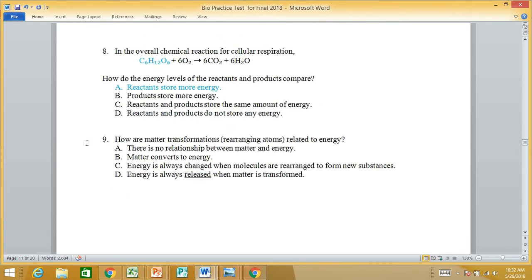Okay. How are matter transformations related to energy? There is no relationship between matter and energy. Matter converts energy. Energy is always changed. Energy is released when matter is transformed.